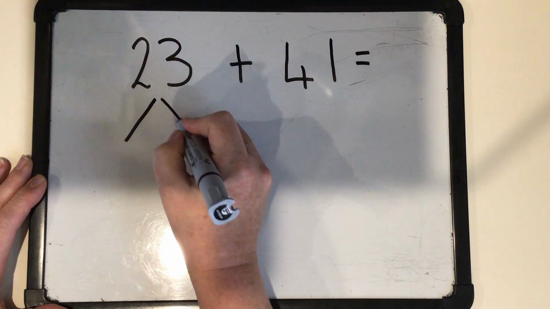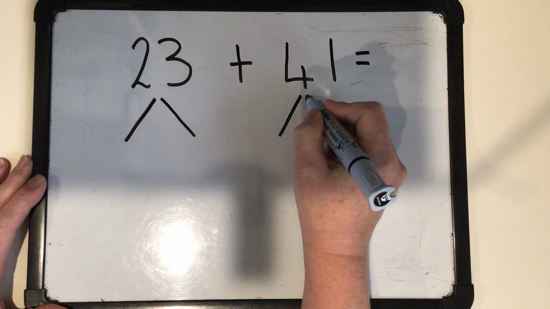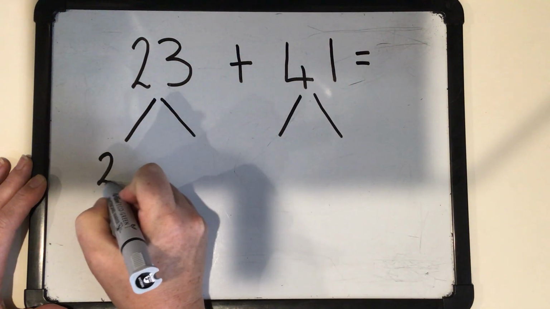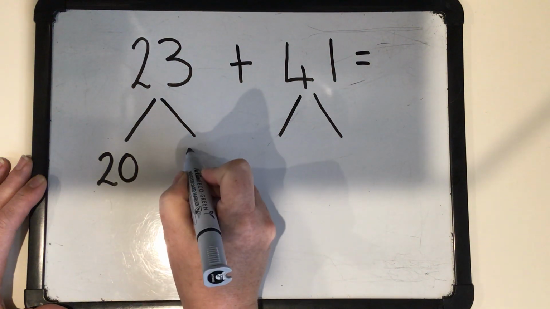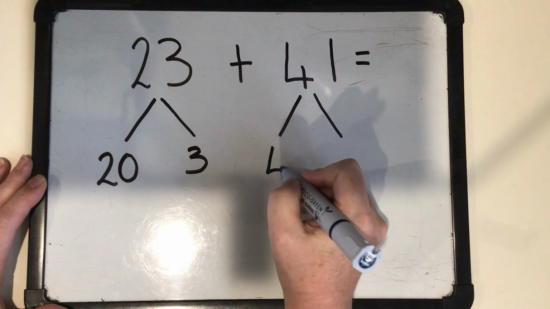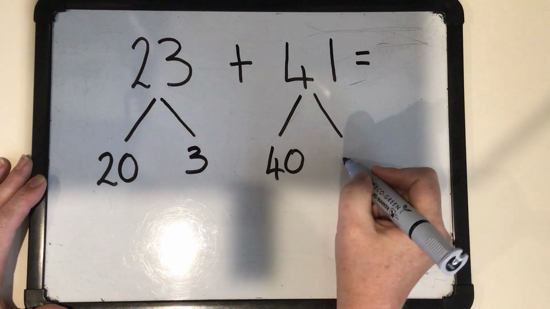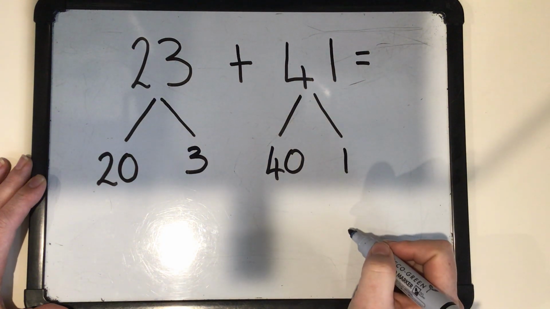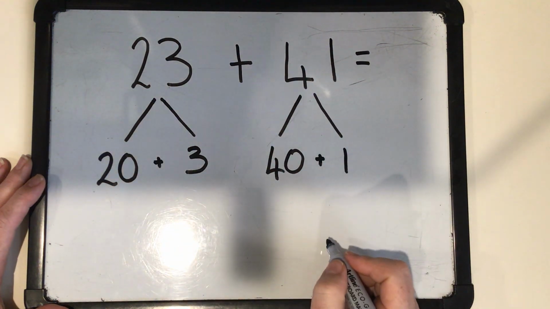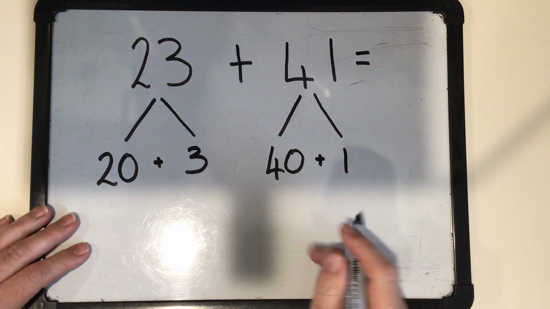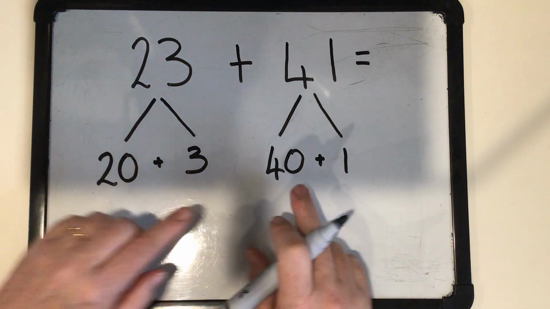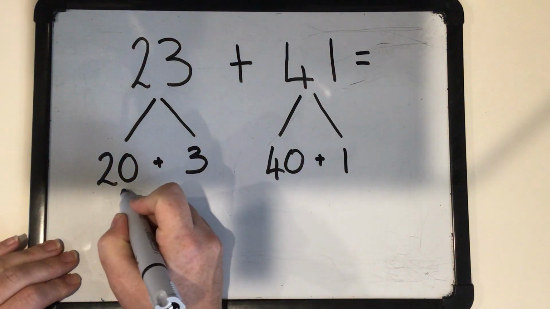I'm going to partition both of these numbers. Now remember, 23 is made up of 20 and 3. 41 is made up of 40 and 1. So I can put the plus signs in there. Now the way we add using partitioning is we're going to look at the tens, 20 and 40.